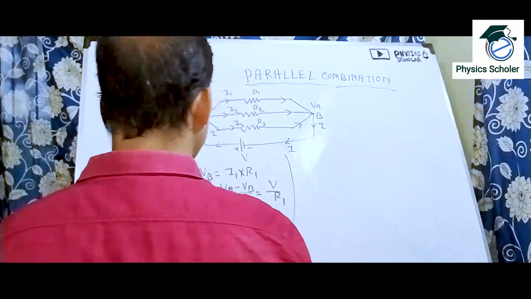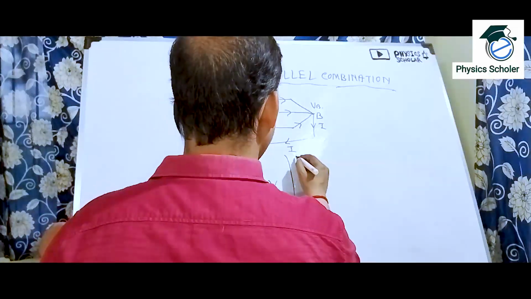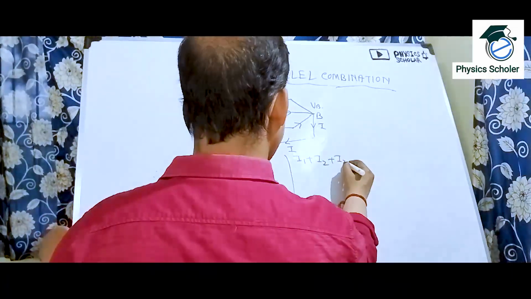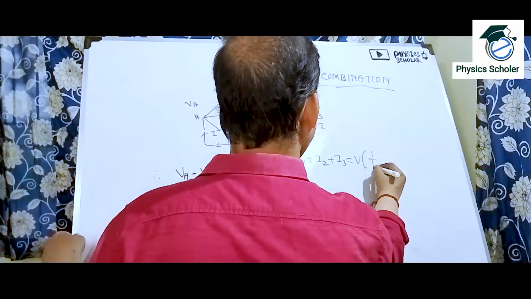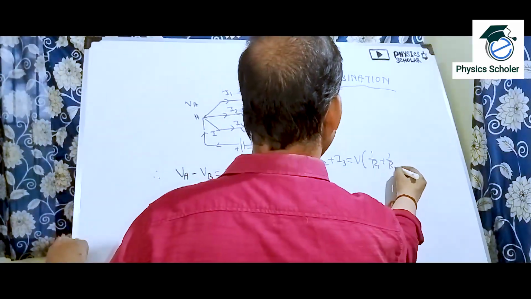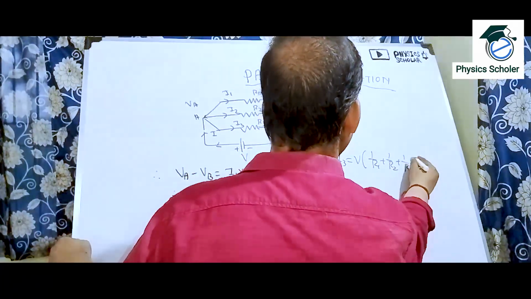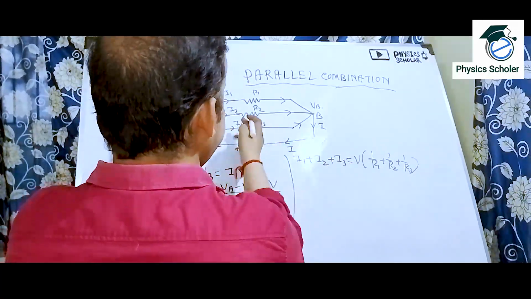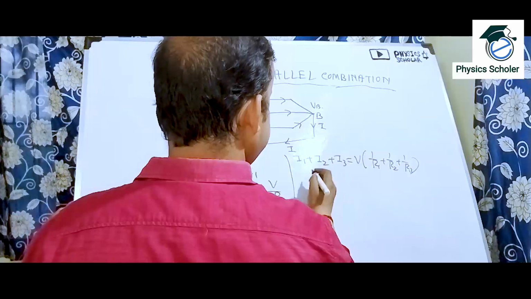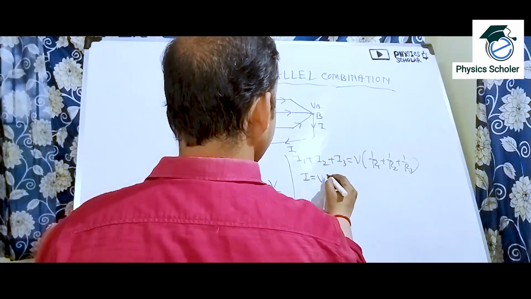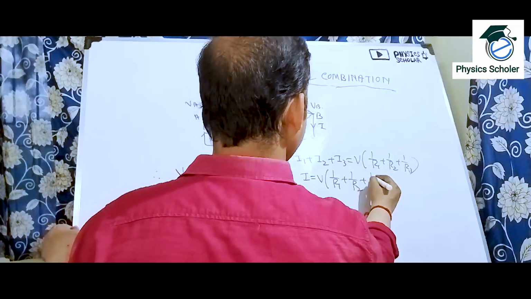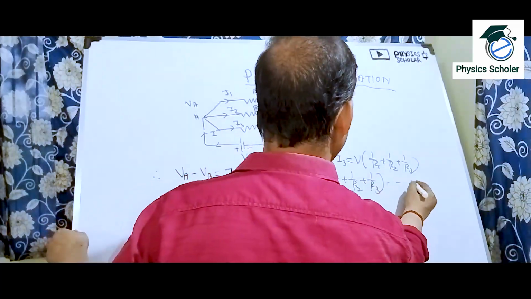Now, if we add the three, I1 plus I2 plus I3 is equal to V common, 1 by R1 plus 1 by R2 plus 1 by R3. What is I1 plus I2 plus I3? That is nothing but I. I is split into three parts, so if we add these three parts, it will be I. So I is equal to V into 1 by R1 plus 1 by R2 plus 1 by R3. This is equation number 1.